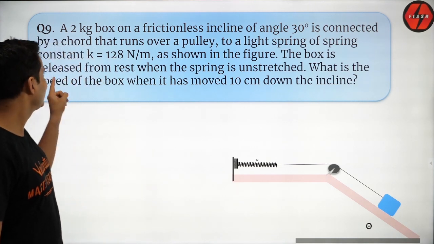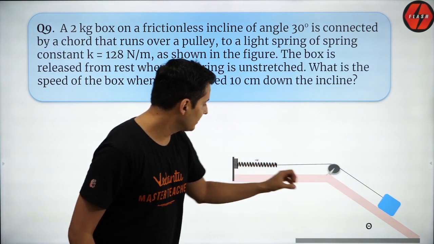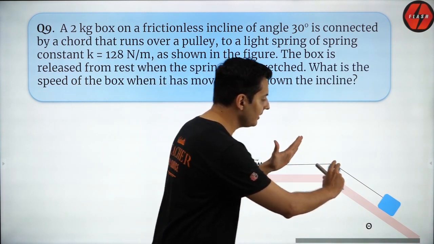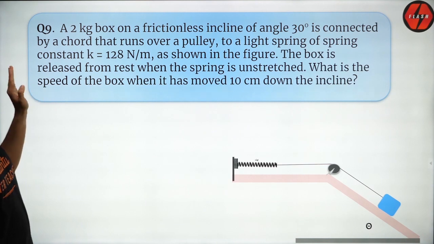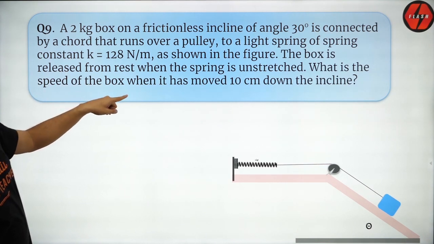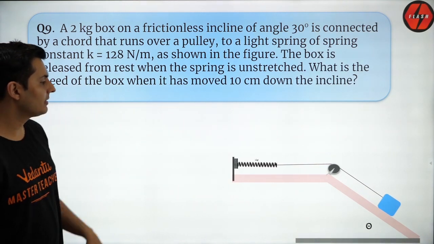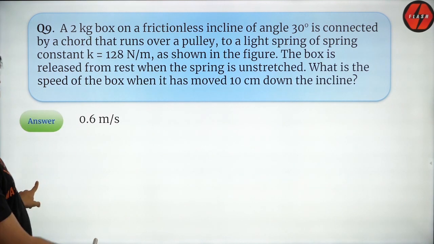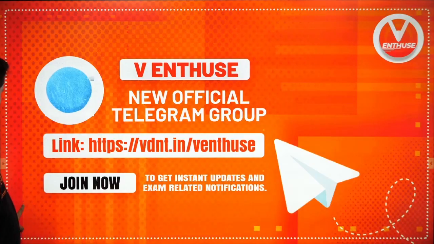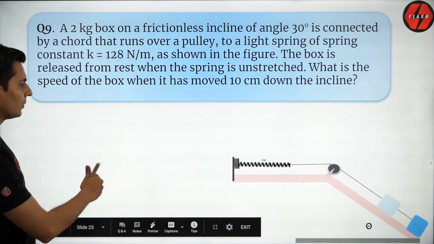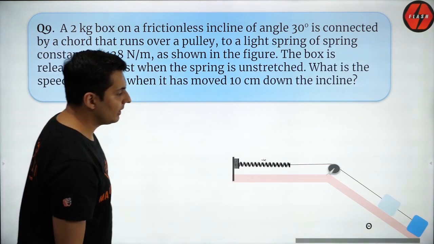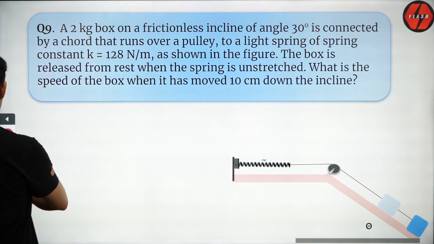So let's do this. This block is released, and when it is released, it will go down and stop, and the spring will also get extended. What is the speed of the block when it has moved 10 centimeters down the inclined plane? Okay, 1 second. I have to go back to the previous slide. Okay, so when the block comes down by a certain distance, the question is what is the speed?